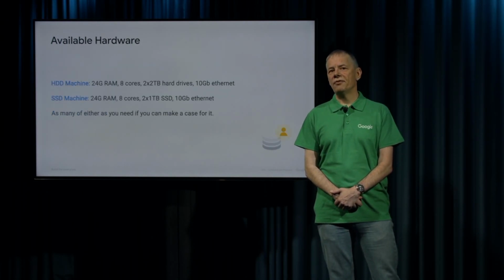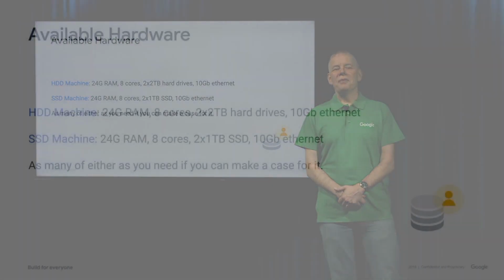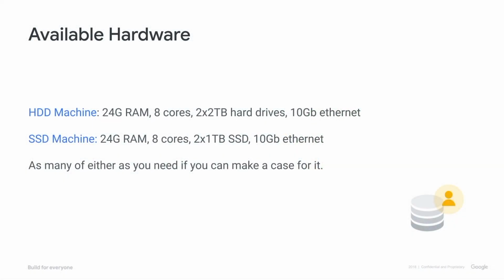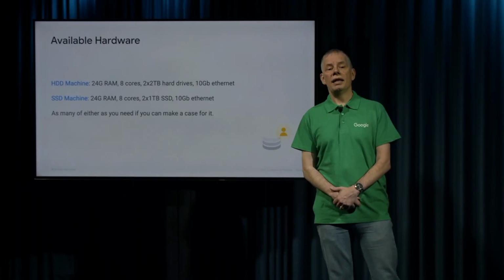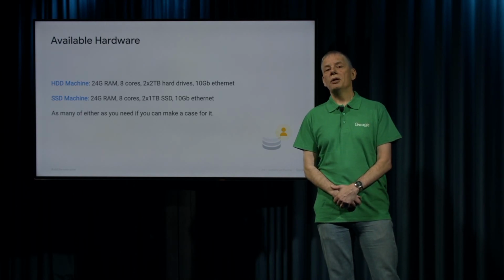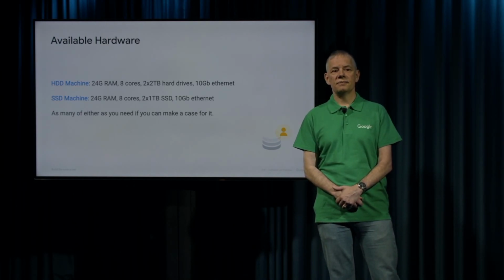The hardware that we have available for you is not the newest of the newest. We have 2 types of machines. Hard disk-based machines with 24 gigs of RAM, 8 cores, 10 gigabit Ethernet connection, and 2 2-terabyte hard disks. We also have SSD machines that have 24 gigs of RAM, 8 cores, and the same 10 gigabit network, but with 2 1-terabyte SSDs. You can use as many of these machines as you want, as long as you can explain why you need that many.